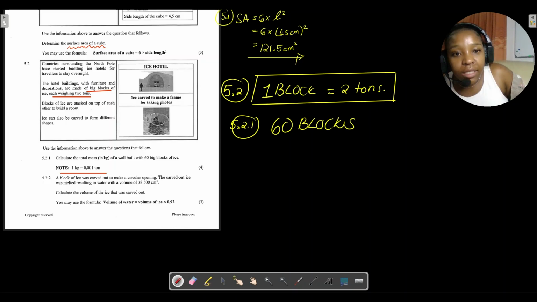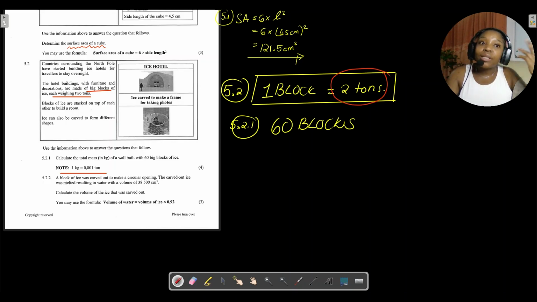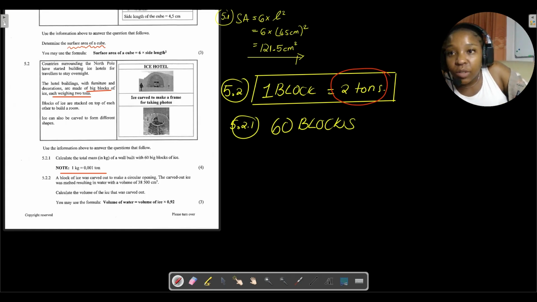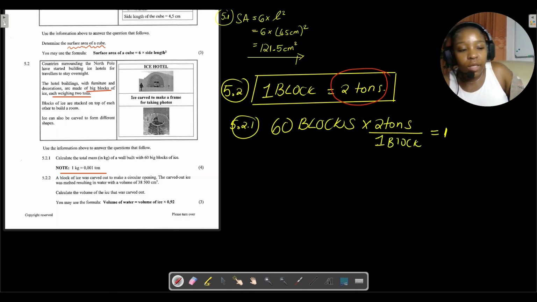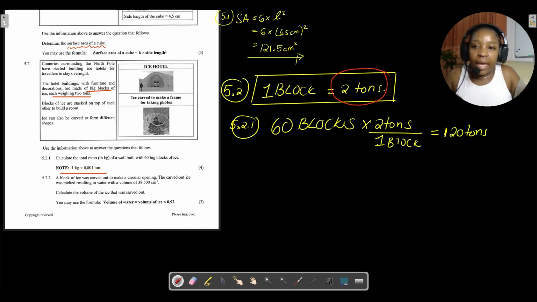So here, 60 blocks, multiply by what we want. In this case, I want to first convert to tons, because once I have it in tons, I can convert it to kilograms. So I'm going to multiply it by 2 tons divided by 1 block. Okay, so 60 multiplied by 2 is going to give us 120 tons.